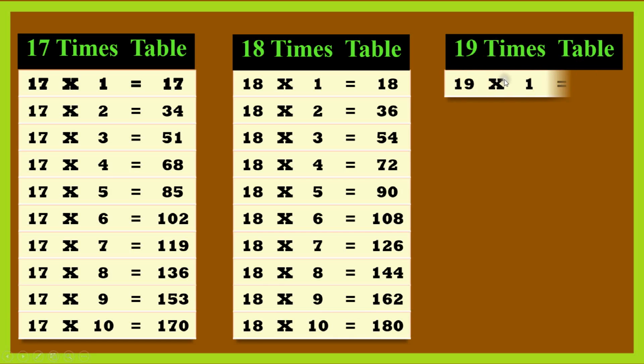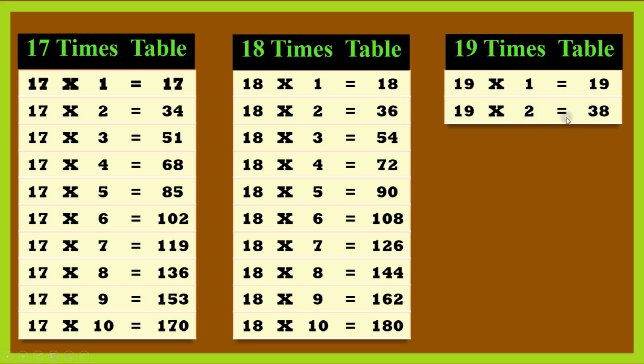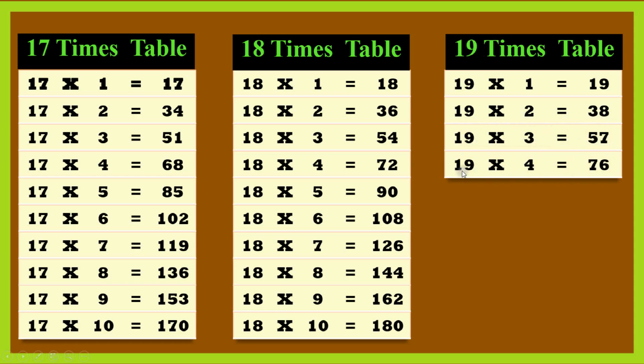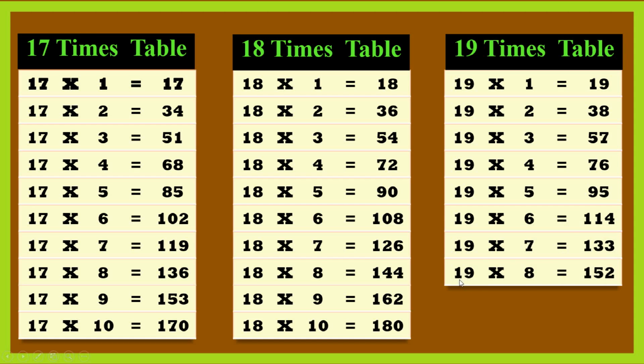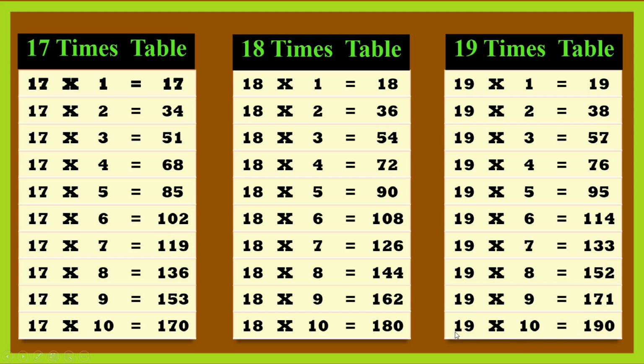19 times table. 19 times 1 is 19. 19 times 2s are 38. 19 times 3s are 57. 19 times 4s are 76. 19 times 5s are 95. 19 times 6 are 114. 19 times 7s are 133. 19 times 8s are 152. 19 times 9s are 171. 19 times 10s are 190.